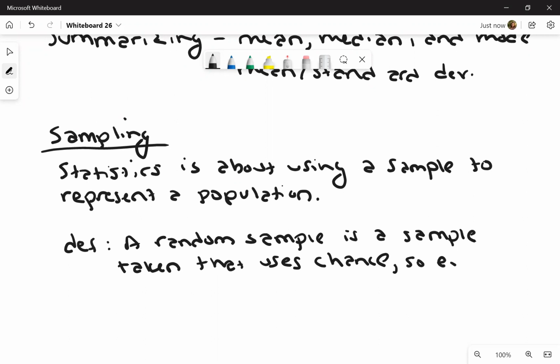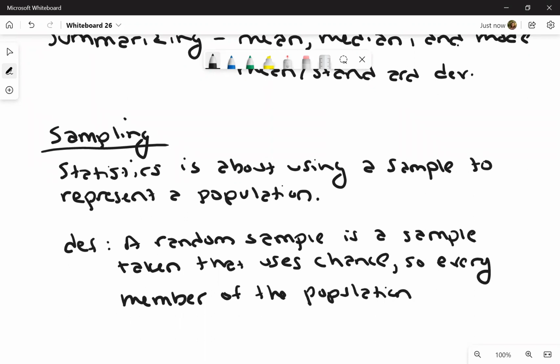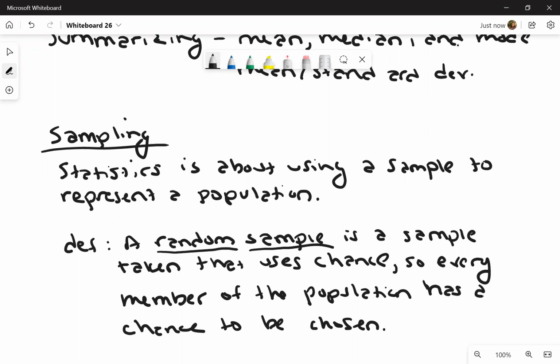So every person or thing, let's say member, maybe instead of the word person. So every member of the population has a chance to be chosen. So nobody's getting left out. That's how you know it's a random sample.